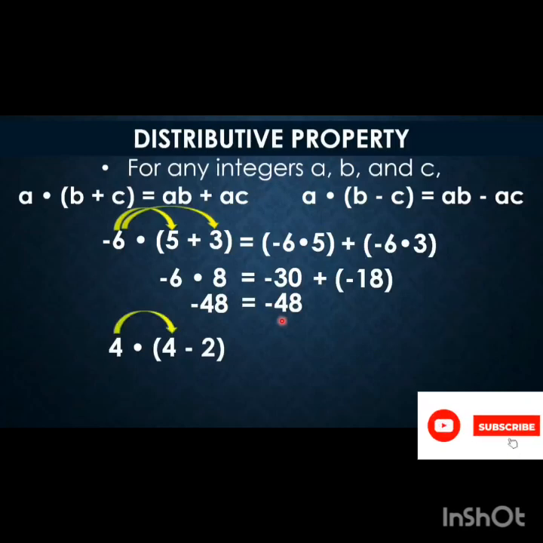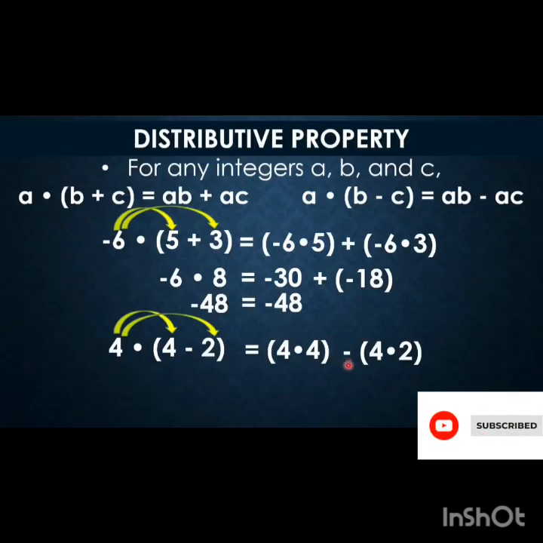Let's check by subtraction. By taking 4 times 4 minus 4 times 2: 4 times 4 is 16 and 4 times 2 is 8, then we have 8. On the left side, 4 times 2 is 8. So distributive property over addition is true.